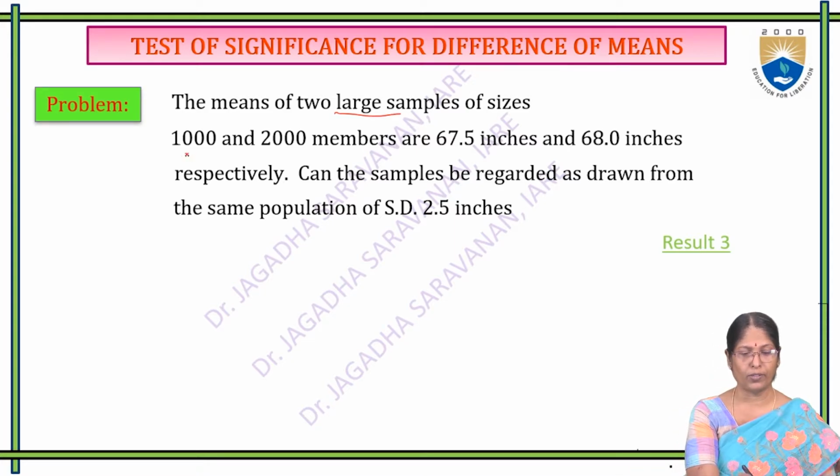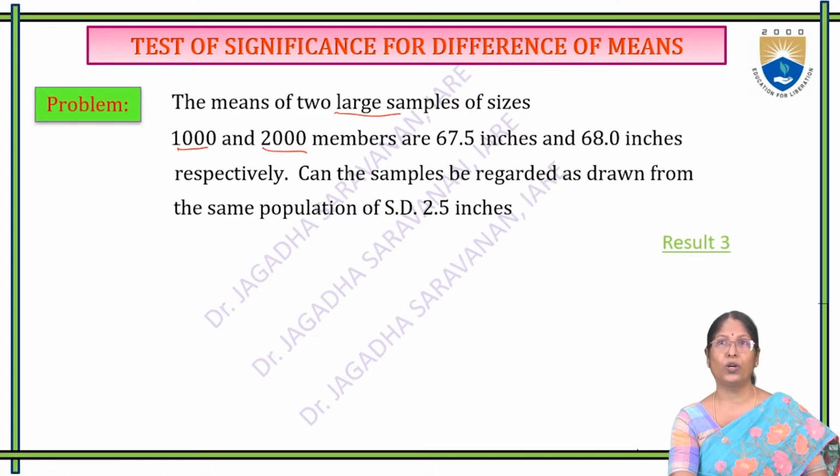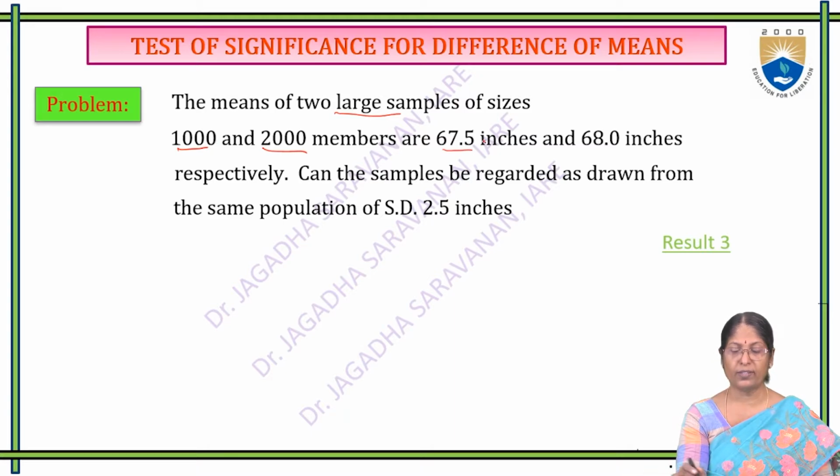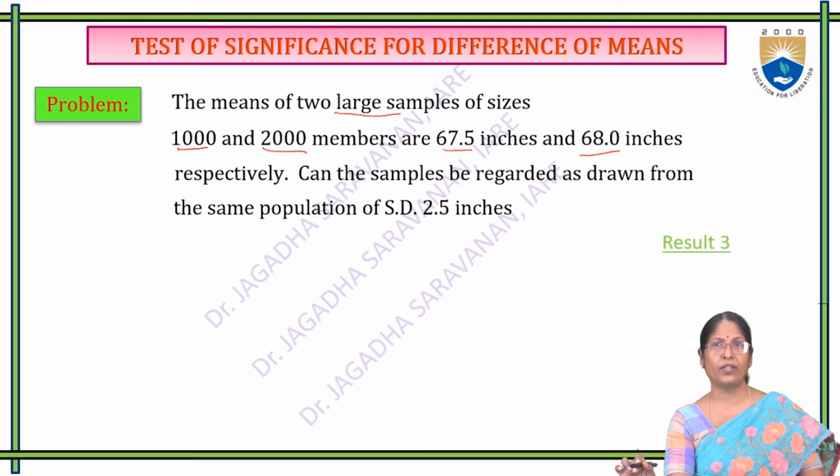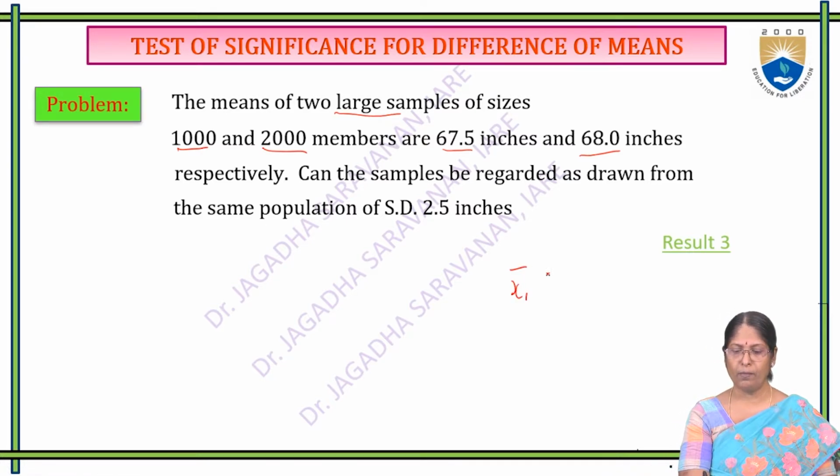So the first sample is 1000, the second one is 2000. The first sample mean is 67.5 and the second is 68.0. So we are getting a clear picture: N1, X1 bar, and N2 also very clear, 2000, and X2 bar also very fine. We know the test statistic now: X1 bar minus X2 bar. These two data are available.